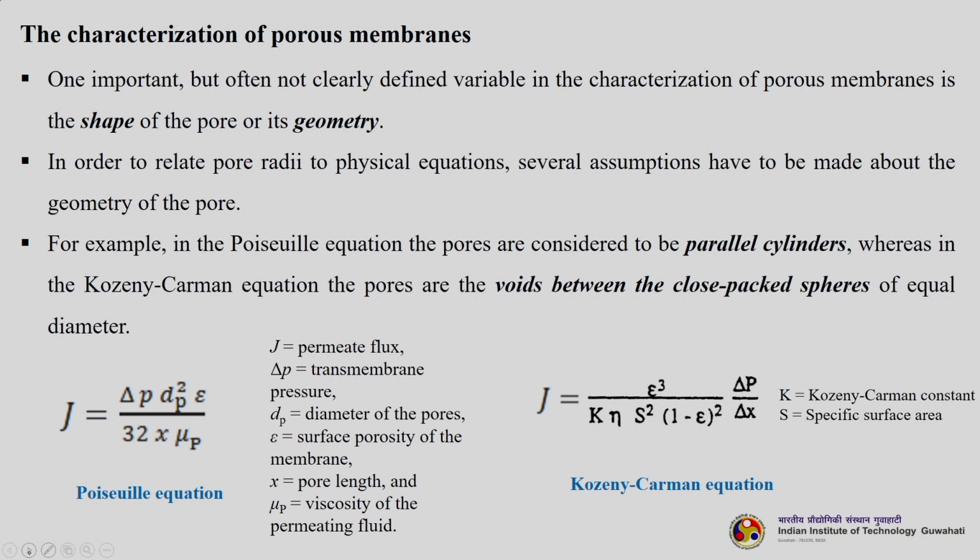Two equations which we have already discussed many a time. The first one is the Hagen-Poiseuille equation or Poiseuille equation. The second is the Kozeny-Carman equation. What differs between these two equations is just the assumptions. In the Poiseuille equation the pores are assumed to be parallel cylinders, which is of course not true in real life, and in the Kozeny-Carman equation the pores are considered to be the voids between closely packed spheres.